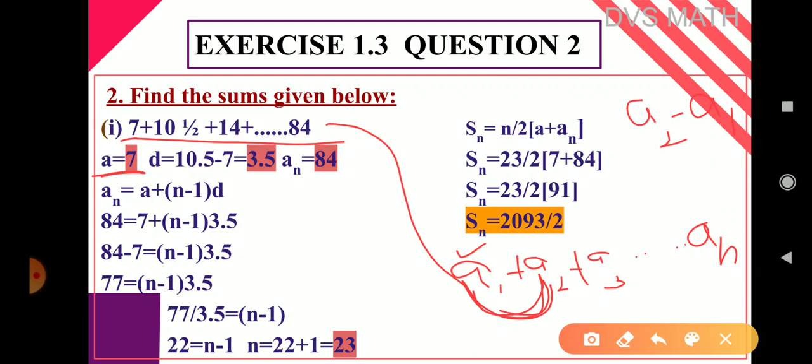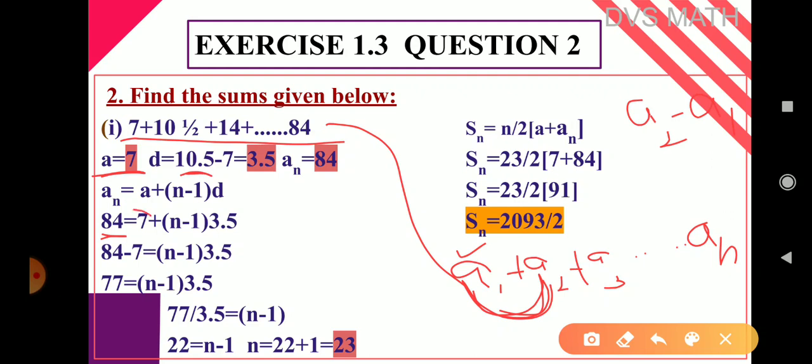Here a2 is 10 and a half, which can be written in decimals as 10.5. So 10.5 minus 7 gives 3.5. And an is 84. Now let us write the formula, an equals a plus n minus 1 into d. Here an is 84, a is 7, n minus 1 we don't know the n value so let us keep it as it is, and d is 3.5.